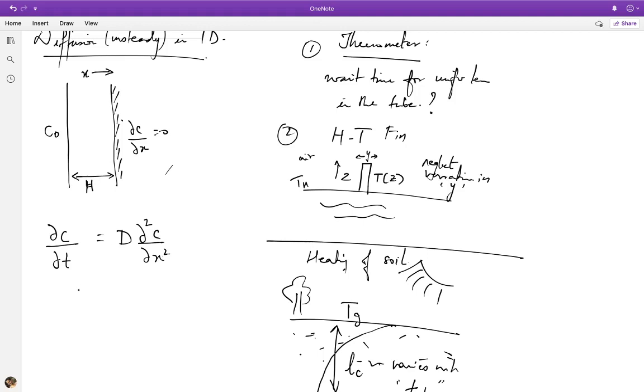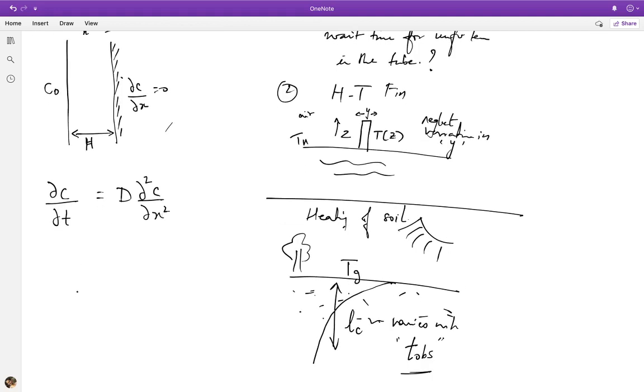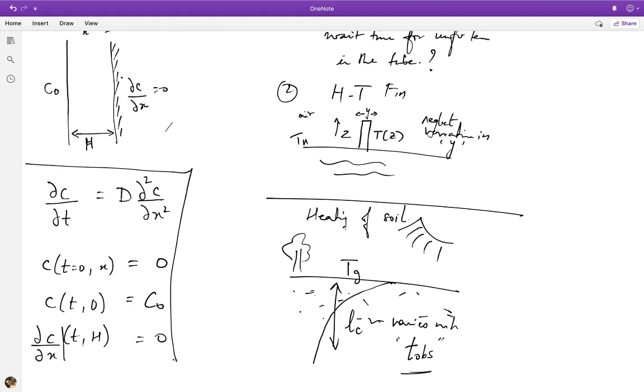So this is our governing equation, and it has to be accompanied by one condition in time. So c at t equal to 0, at all positions within the slab, we start with 0 initial concentration. Now the concentration at any time but at x equal to 0, I said, is c naught at one wall, and at the other end we say that the flux of material is 0. Okay, so this is our equation and the associated boundary conditions.